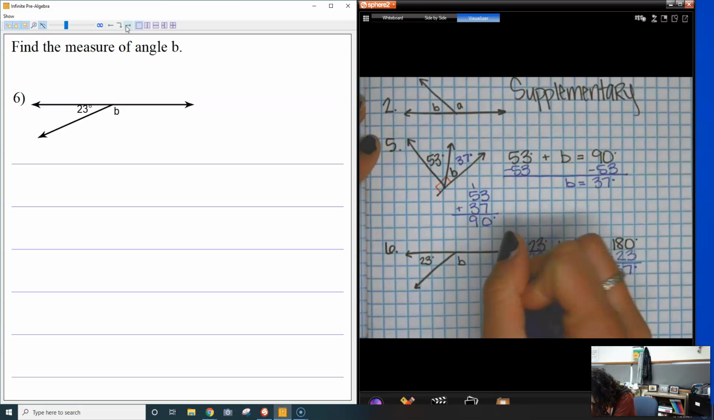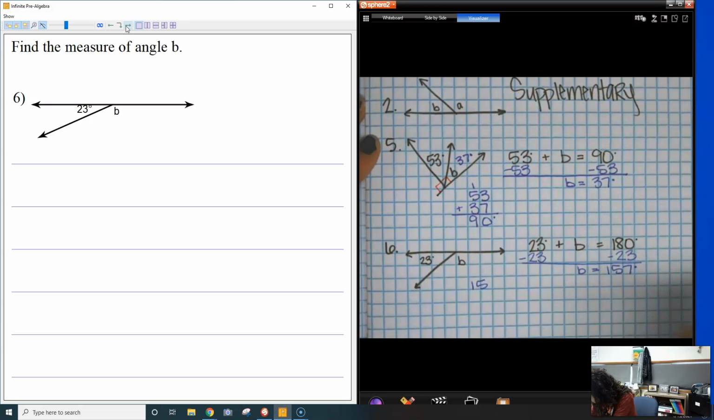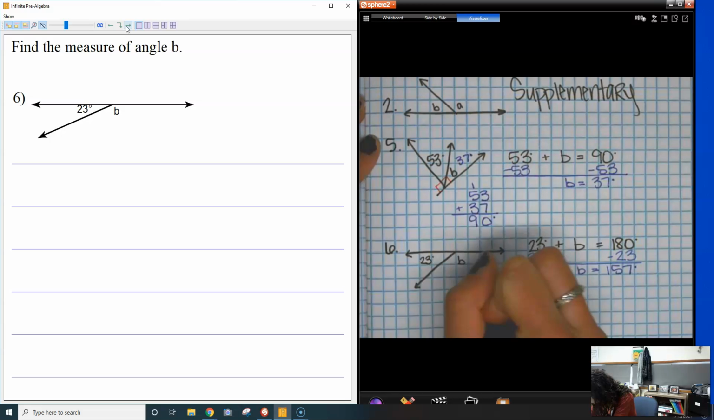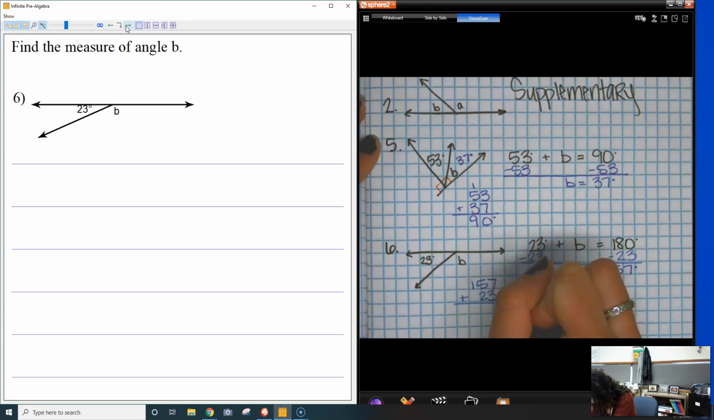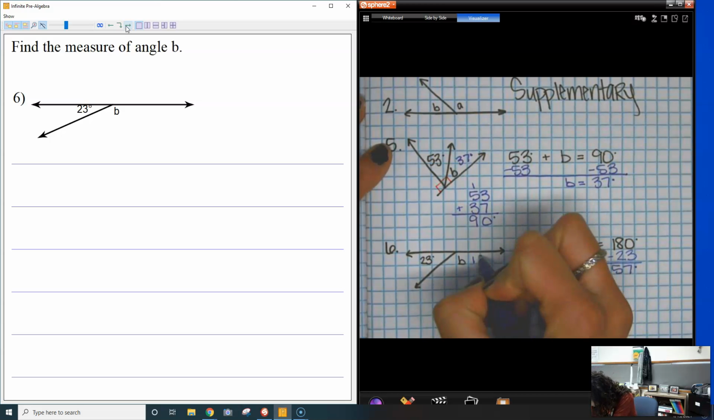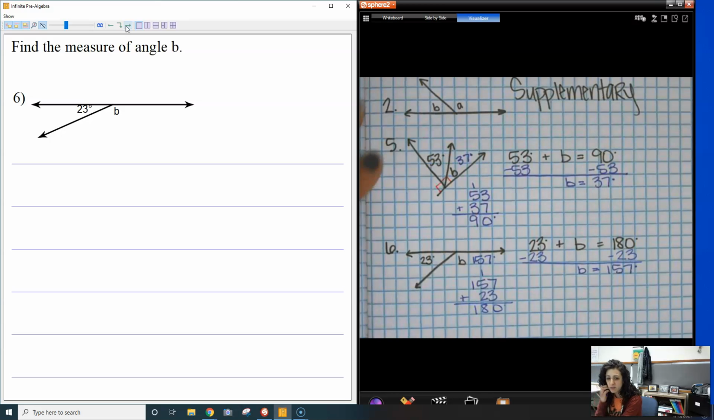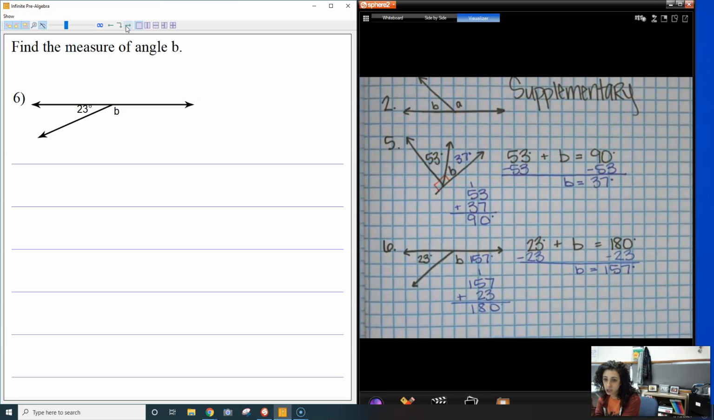Okay, I'm going to check it. 157 plus 23: 0, carry a 1, 5, 6, 7, 8, and a 1. Nice. So angle B is 157 degrees. Now some of you are going to say, Ms. Gafford, I already know this. I can just do 90 minus 53, or I can just do 180 minus 23. And that's correct. You are correct.